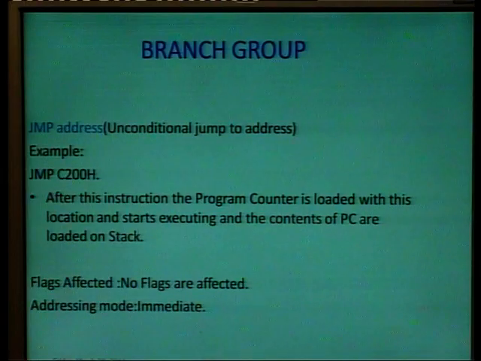Then in the branch group, the first one is the JMP address. This is an unconditional jump to the specified address. After this instruction, the program counter is loaded with this location and starts executing, and the content of the program counter is loaded on the stack.